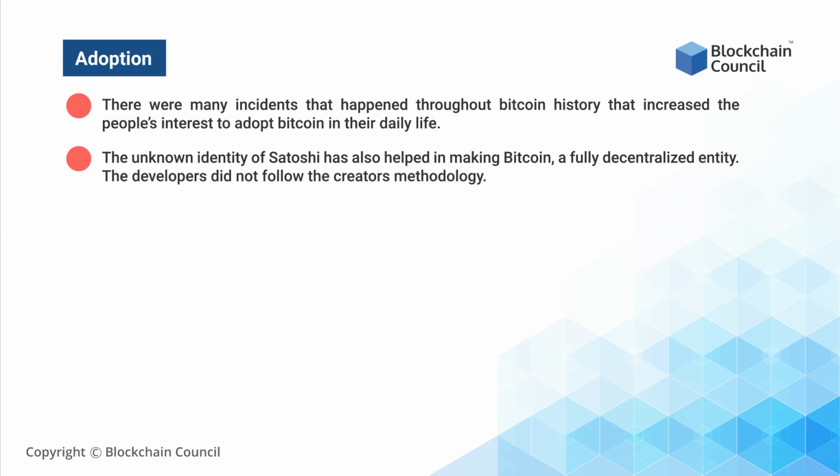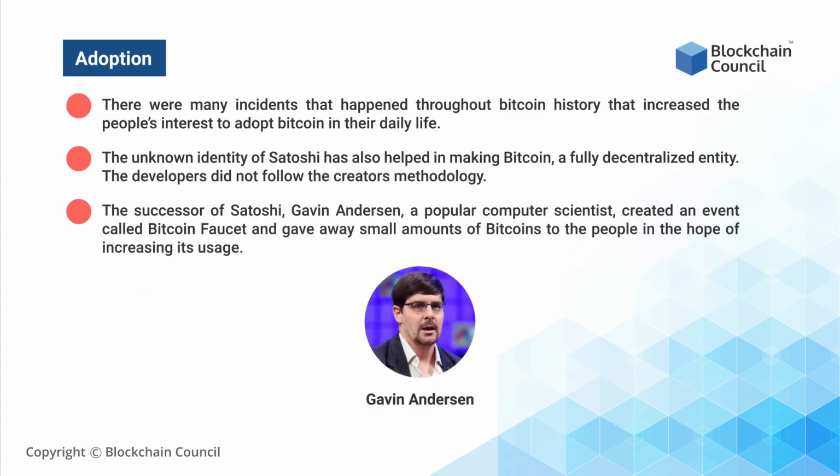It was not coincidental that at the time Satoshi disappeared, Bitcoin was growing in popularity and the community was also steadily increasing. The successor of Satoshi, Gavin Andresen, a popular computer scientist, created an event called Bitcoin Faucet and gave away small amounts of Bitcoins to people in the hope of increasing its usage. Andresen became the chief scientist of the now defunct Bitcoin Foundation after his presentation at the CIA about Bitcoin, and the organization was ever since devoted to the sake of cryptocurrency.